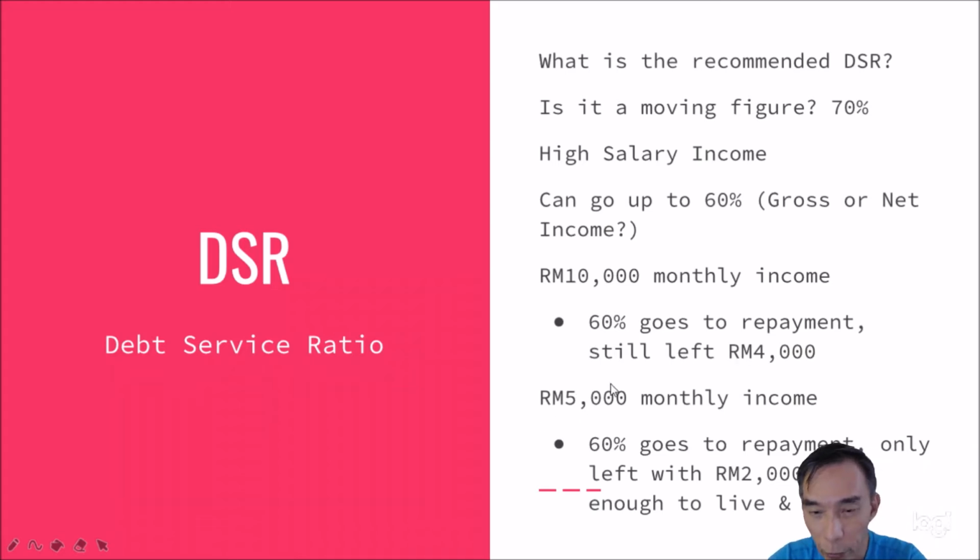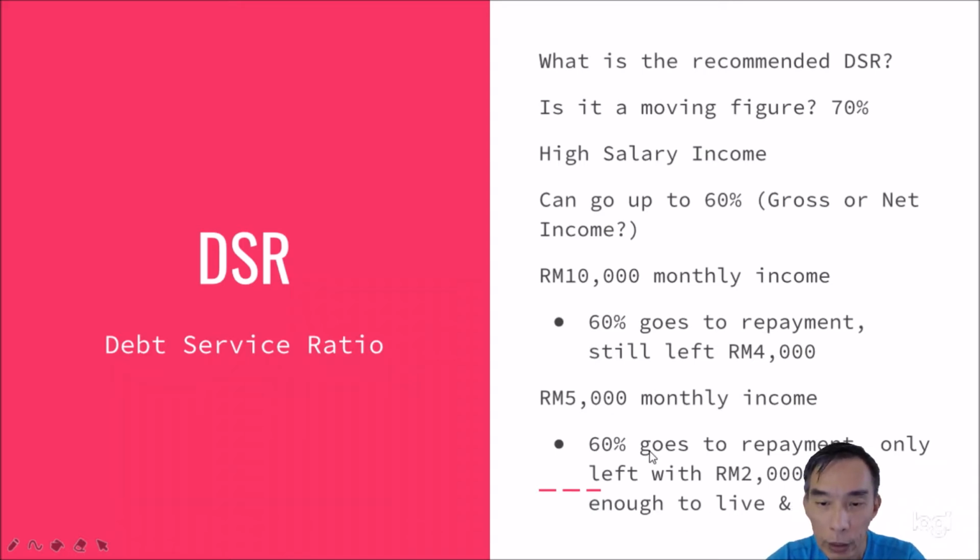But if you have a smaller income, let's say half, 5,000 ringgit monthly income, even if you only have one house to pay, 2,000 ringgit to pay, your amount left is only 3,000. I mean, 3,000 left with 2,000 commitment, not enough to actually eat already.